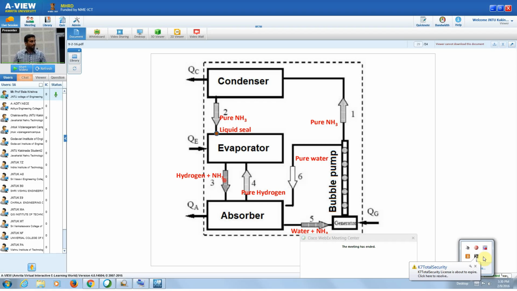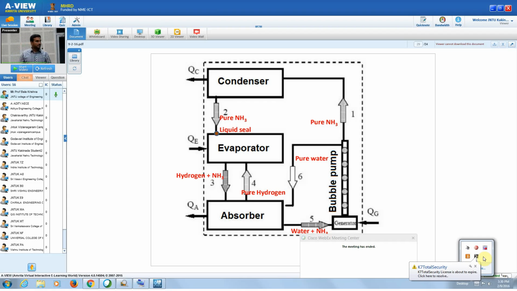Okay, and in the absorber the water and NH3 solution gets mixed, and this solution again goes back into the generator. So this is the complete working of a 3 fluid system. And because we have completely eliminated the pump, even though the bubble pump is written as a pump, it works completely on the principle of heating only. There won't be any mechanical movement.